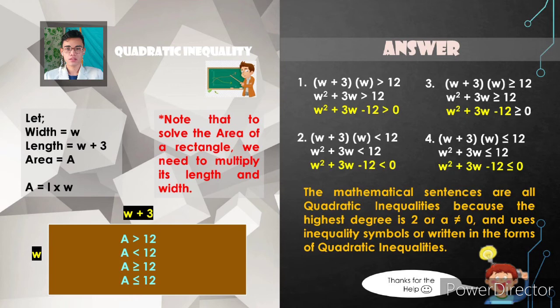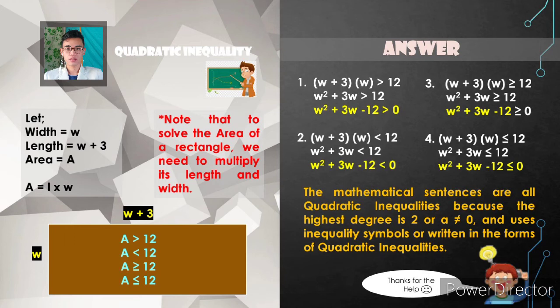Number 1: we multiply the quantity (w plus 3) times w is greater than 12. So we have w squared plus 3w is greater than 12. Transpose 12 to the left side, so we have w squared plus 3w minus 12 is greater than 0. Number 2, similar to number 1, (w plus 3) times w is less than 12, so we have w squared plus 3w minus 12 is less than 0.